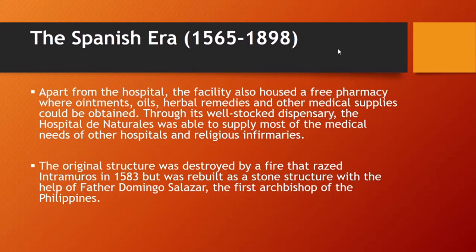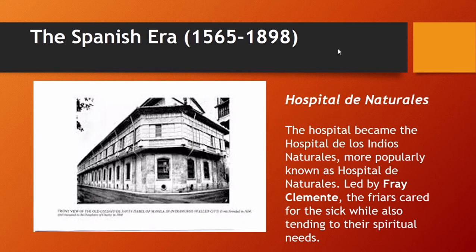So apart from the hospital, the facility also housed a free pharmacy where ointments, oils, herbal remedies, and other medicinal supplies could be obtained. Through its well-stocked dispensary, the Hospital de Naturales was able to supply most of the medical needs of other hospitals and religious infirmaries. The original structure was destroyed by a fire that razed Intramuros in 1583, but was rebuilt as a stone structure with the help of Father Domingo Salazar, the first Archbishop of the Philippines. So, at first it was made of nipa, then it became stone because of the fire.